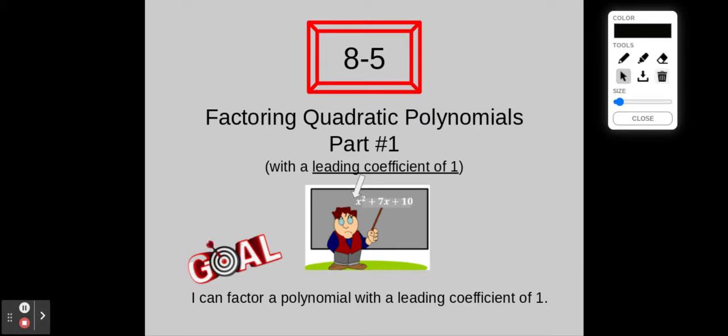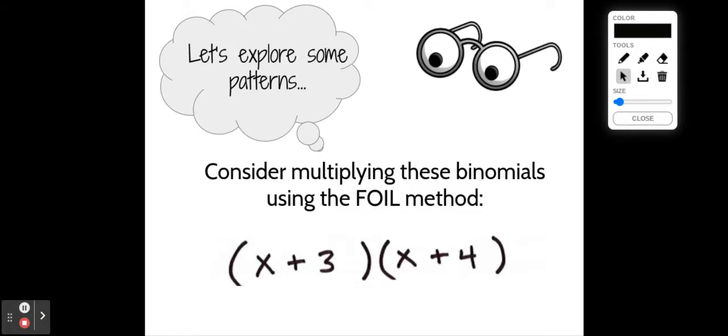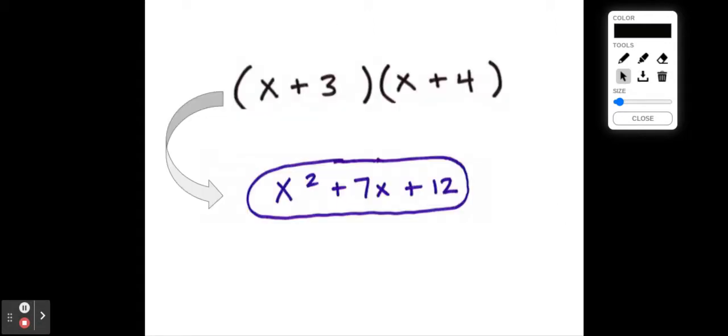Let's get started with a little exploration. Consider multiplying these two binomials, x plus 3 times x plus 4, using the FOIL method. If we multiply those two binomials, we'd end up with this quadratic polynomial. We see here it's quadratic because it has the x to the second power, and it also has a leading coefficient of the number 1. There would be a number 1 right here. So if we multiply these two binomials, we would end up getting this quadratic polynomial.